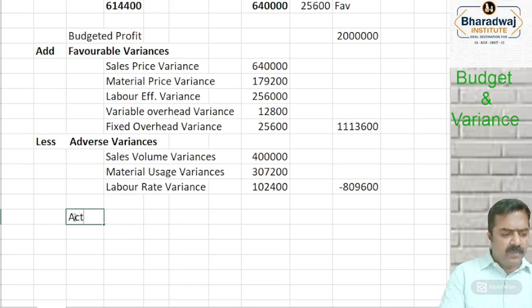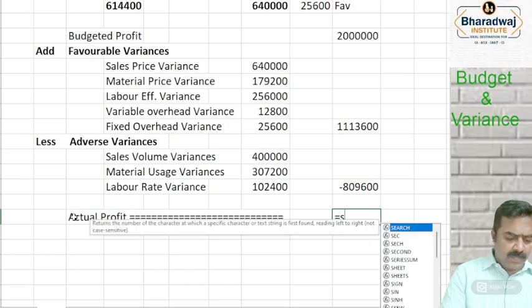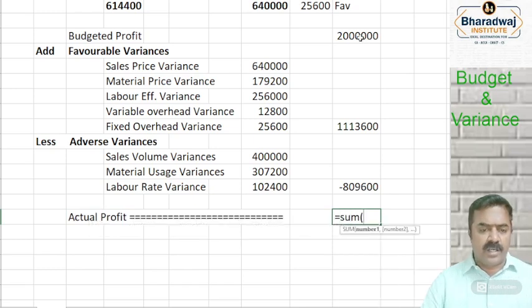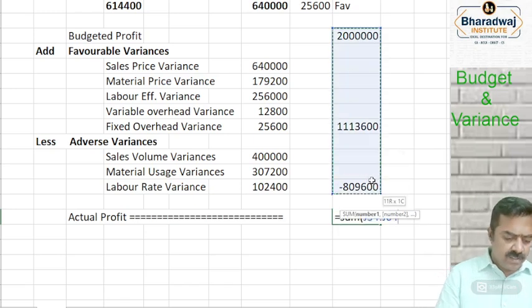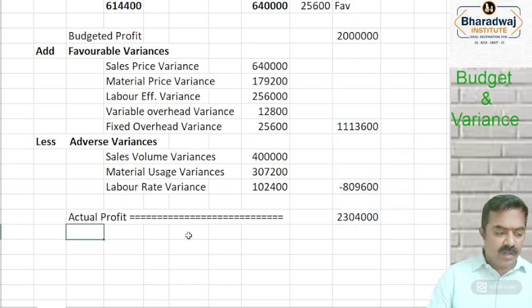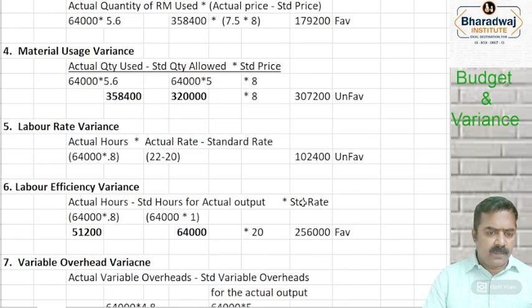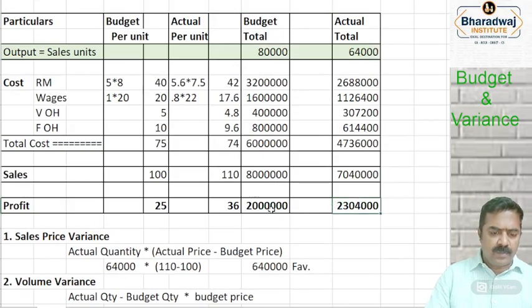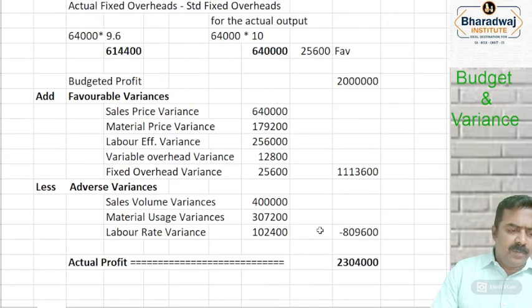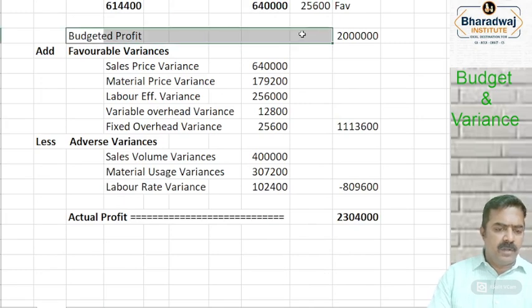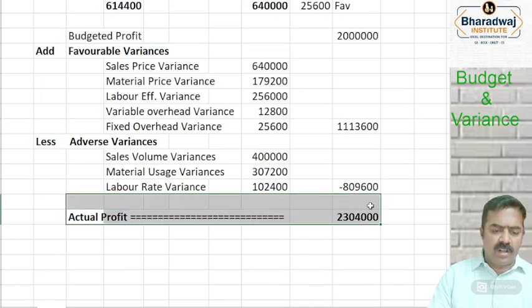Why budgeted profit is not coming to actual profit? Because of the variances. We report to the top management, and top management take necessary action for correcting the variances. It should give us which one? Actual profit. Are you getting actual profit? Yes. You can see actual profit. Budget profit is not matching with actual profit. It may be more or less. Budgeted profit may be less, actual profit may be more, or it can be otherwise.